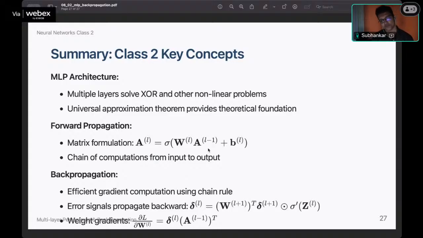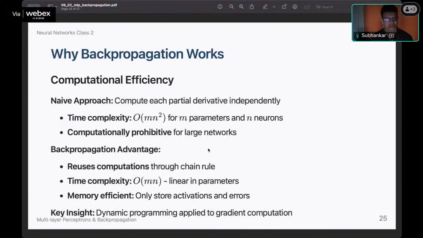We keep doing matrix multiplications of the weights and the input, then the hidden representations, plus the bias, and then nonlinearity. Then we can also go backward with backpropagation: we compute gradients using the chain rule and propagate the gradients back. That's all for today: backpropagation, forward propagation, and MLP architecture.